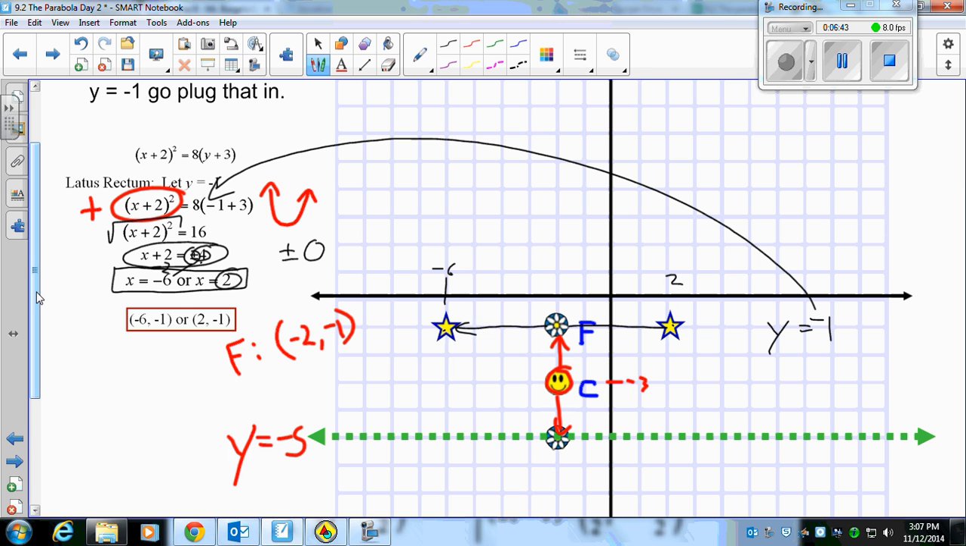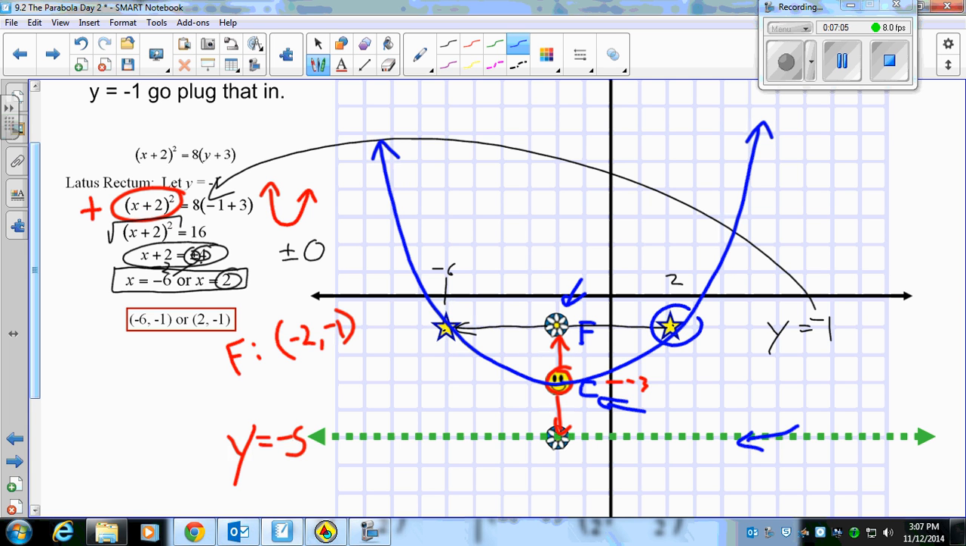From that, we can connect our dots and have a general shape for our parabola. On exams and other types of problem sets, these are the main points I'm going to be looking for: your vertex, your focus, your directrix line, and your two latus rectum points.